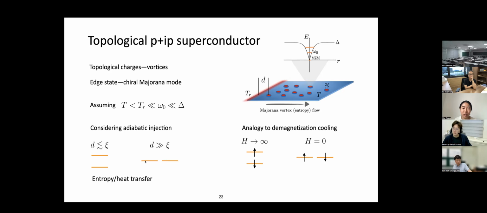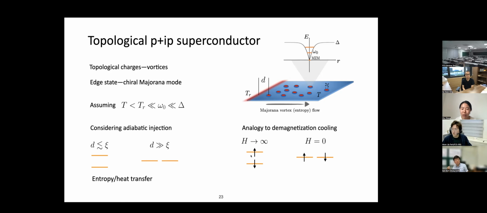So we have two degenerate Majorana zero modes. And then this change from this injection process, separating the vortex from the edge, gives an entropy transfer into the system. And we can make the analogy of the situation to demagnetizing cooling to think about the entropy transfer.